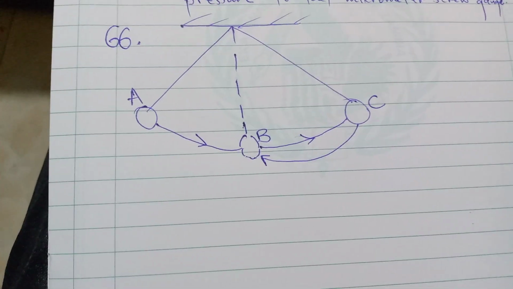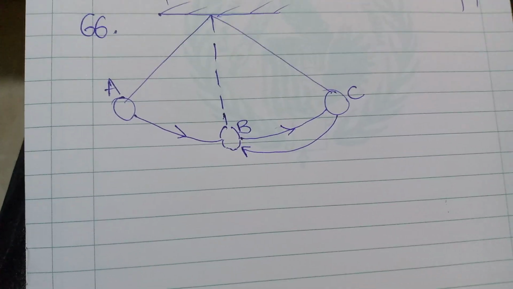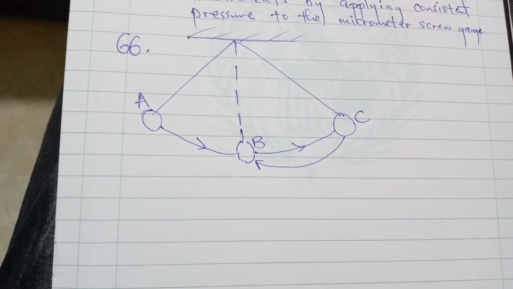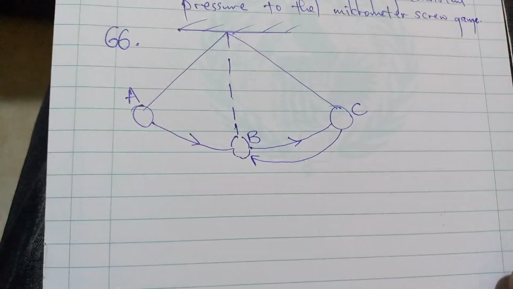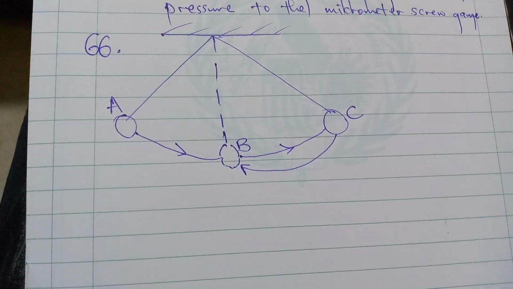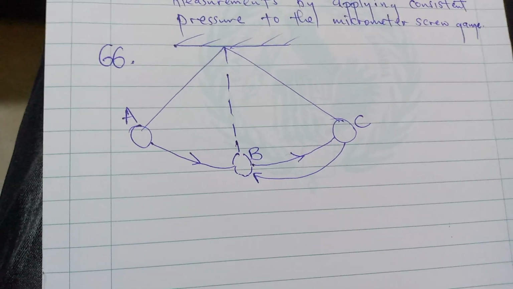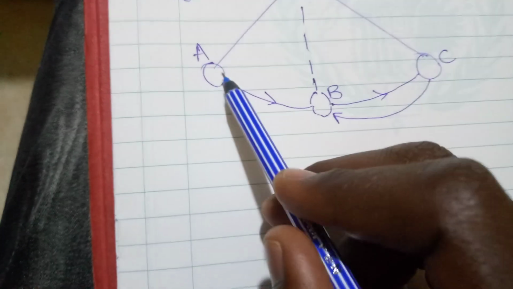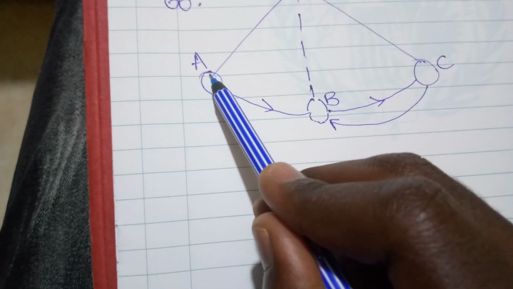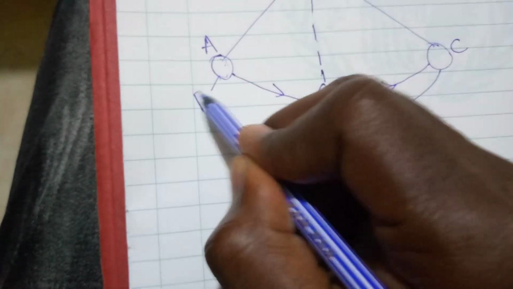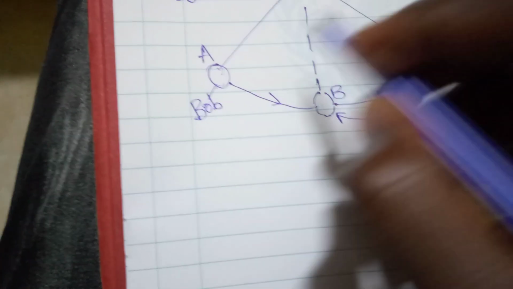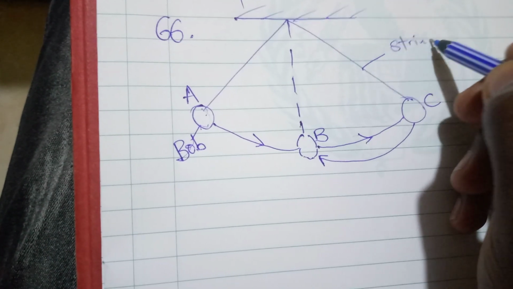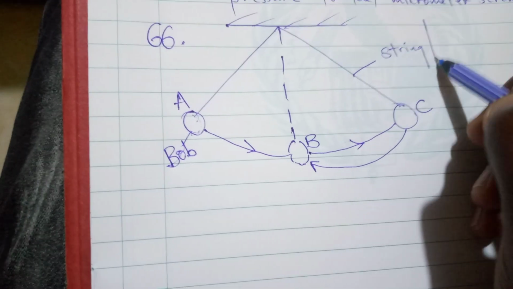So what you should understand under simple pendulum is that a simple pendulum is just a small heavy bulb that is suspended to an inextensible light string. So this is called a bulb, and then this is called a string. Sometimes they call it a thread.